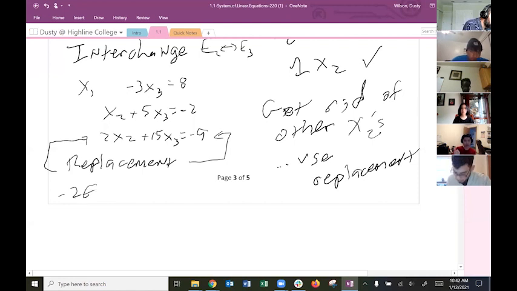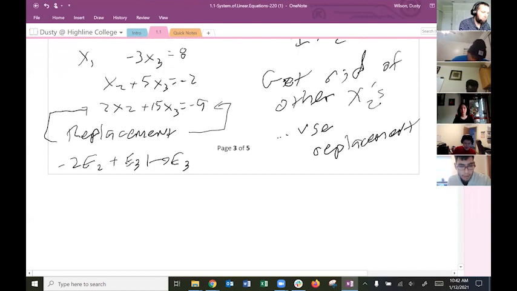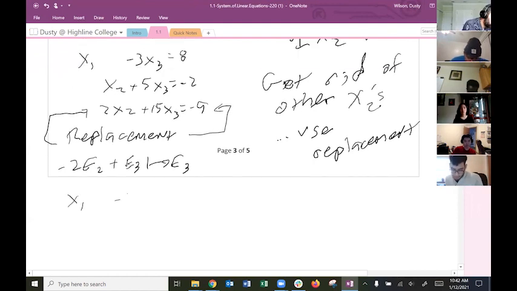-2 times equation 2, add it to equation 3, turn that into a new equation 3. Can people see, do I need to write the scratch work on the side again? So I'm going to have -2 times 1 is -2 plus 2 is 0. So I'll have 0x2s. And then minus 10x3s plus 15x3s is 5x3s.